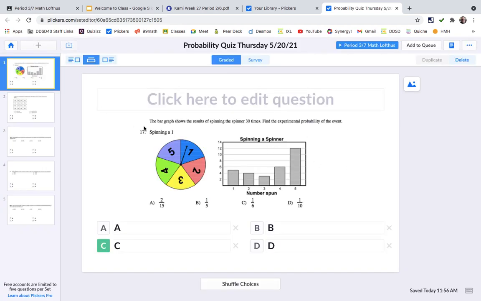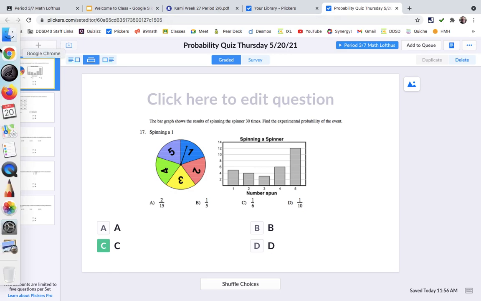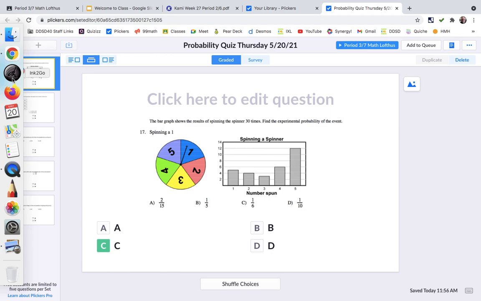Okay, and then what I'd like to do is go over the answer key for the 5 questions that we did today. So here's the first one, and I'll pull up my pen so I can write on the top of this.